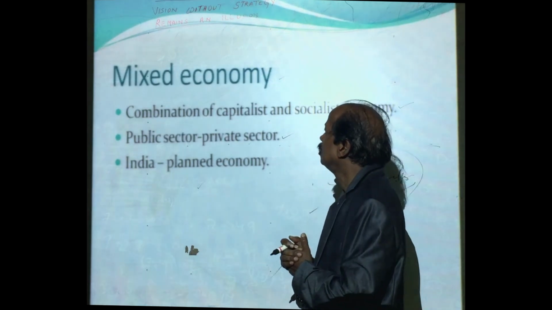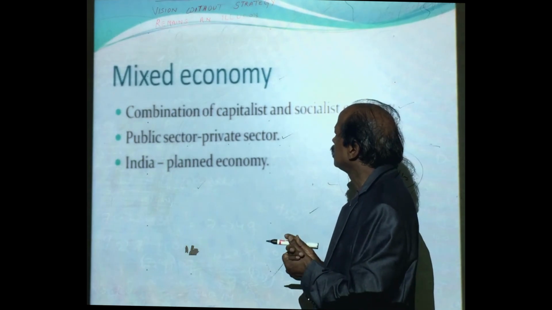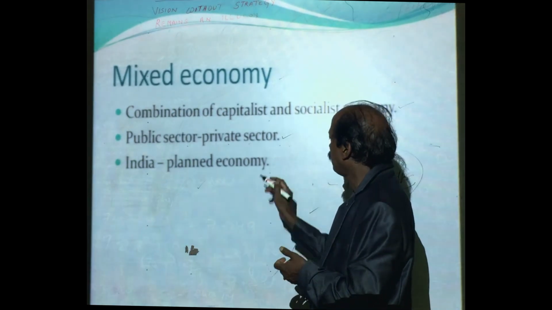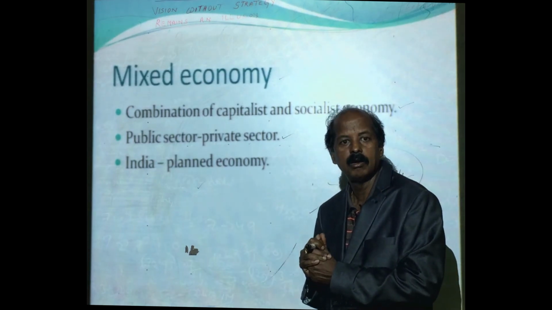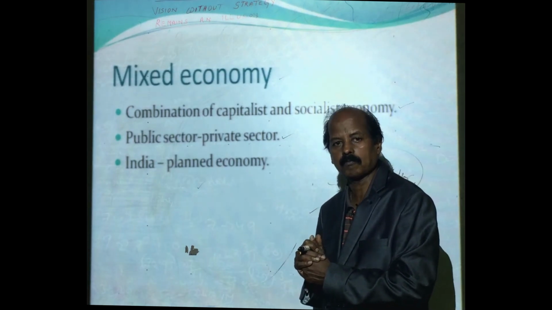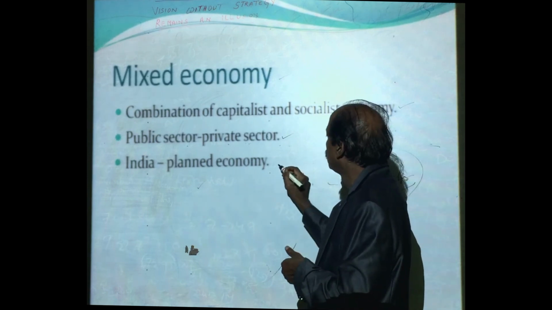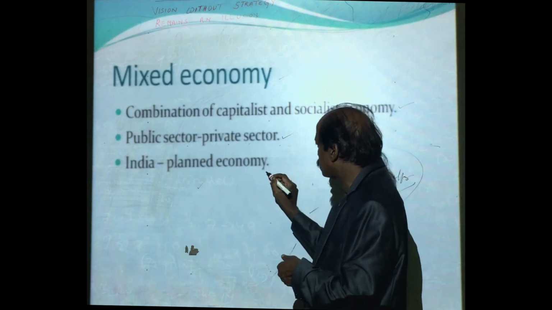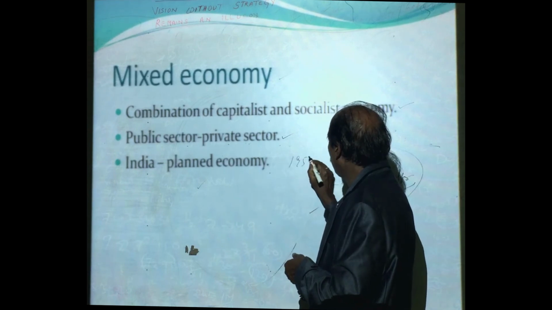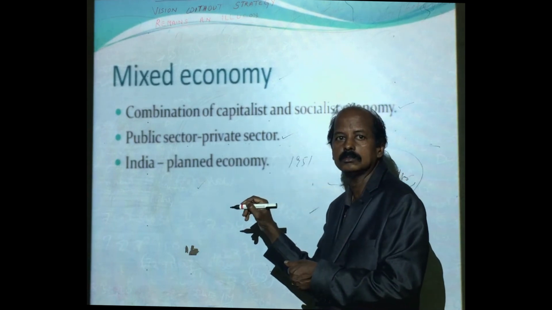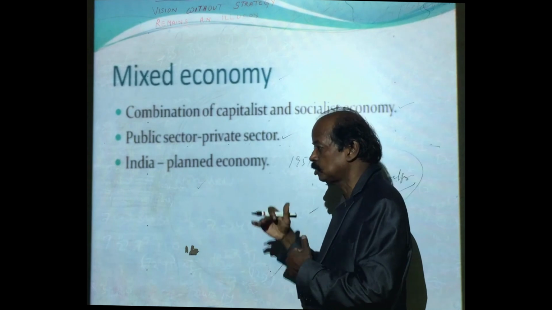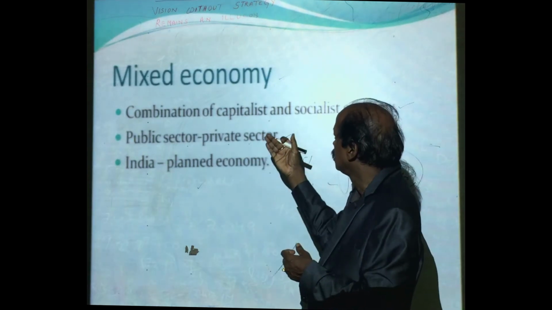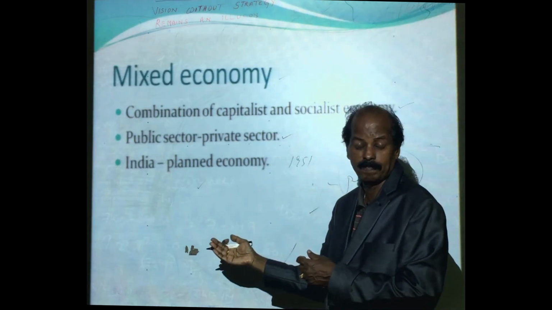So like that, mixed economy is working in India today, and planning is also playing an important role in India, where we have been achieving economic development through 5 year plans since 1951. Understand? So planned economy is also important in mixed economy.